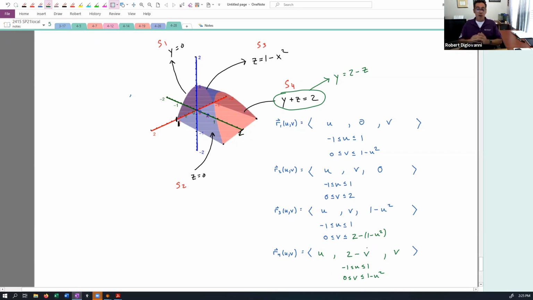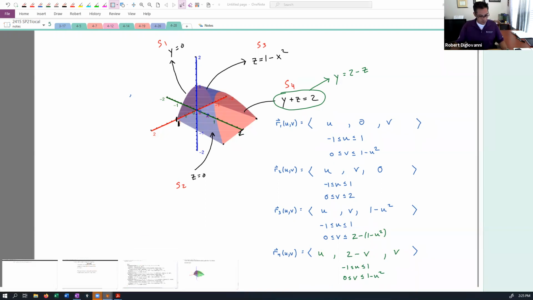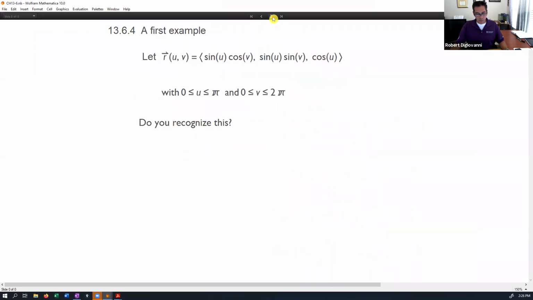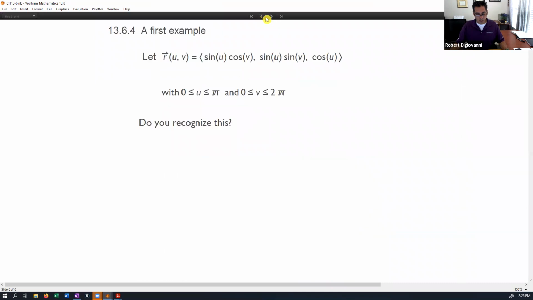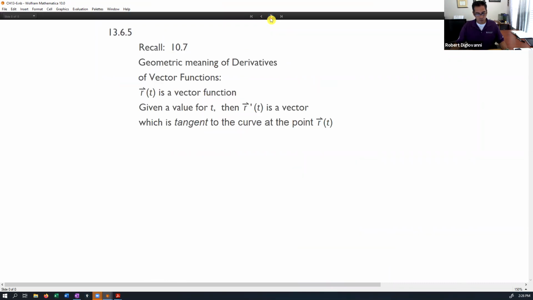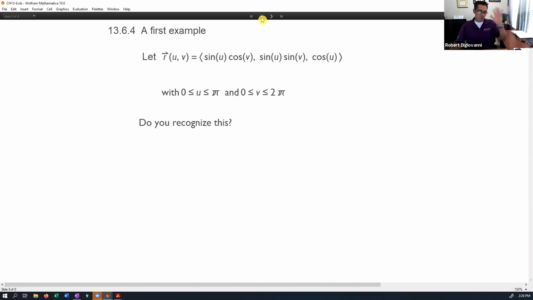Okay, we've got to move on. I hope that this gives you some idea of how you can use parametric functions or vector functions of two variables in order to draw surfaces in three-dimensional space. Now, why do we want to be able to do that? We want to be able to do that because... let me just give you one more example.